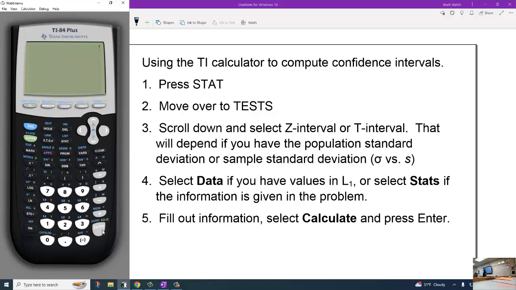I press enter to calculate. Okay? Up at the top left, I've got, at the very top of the screen, 6.542 and 7.658. Is that pretty close to what we had? Absolutely. So we can use that, okay, tool to help us build these confidence intervals. Any questions? Okay.